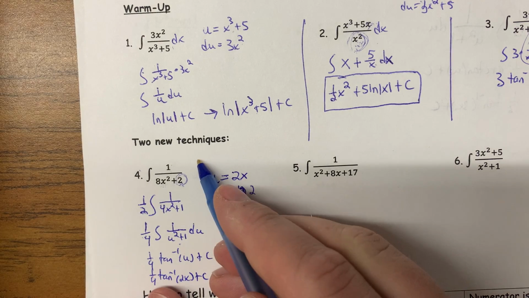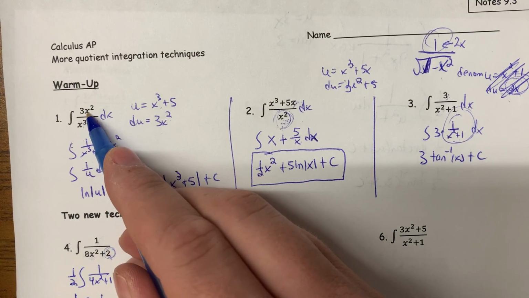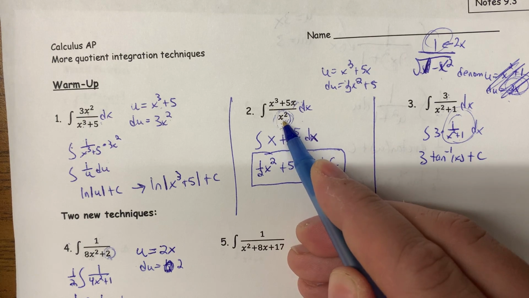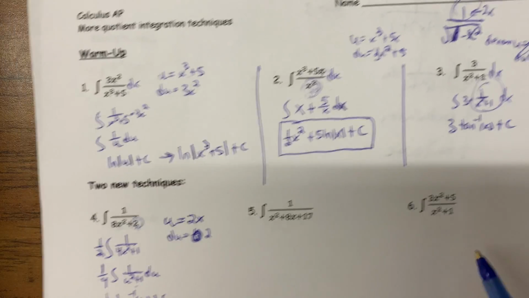So I hope we see how this works. Here's a new technique. We had these old techniques before. U substitution we look for. If there's a single thing in the denominator, we can split it up. And if there's an arctangent, we can do it.